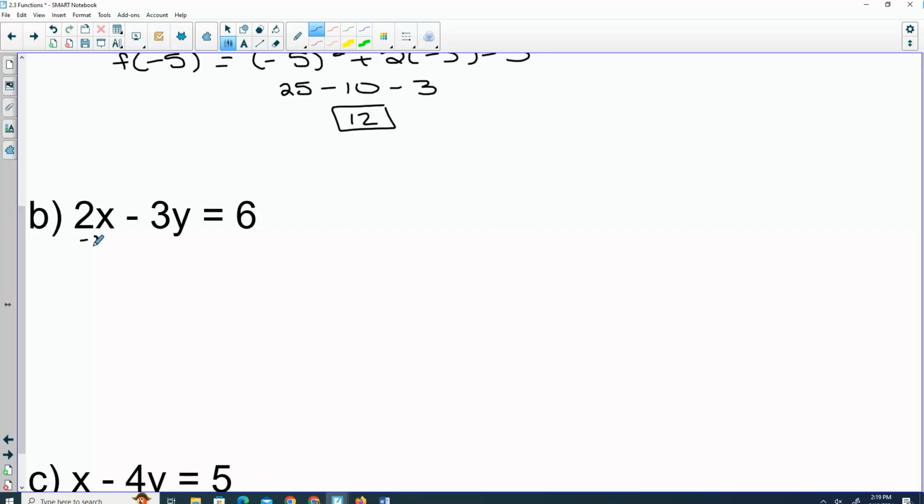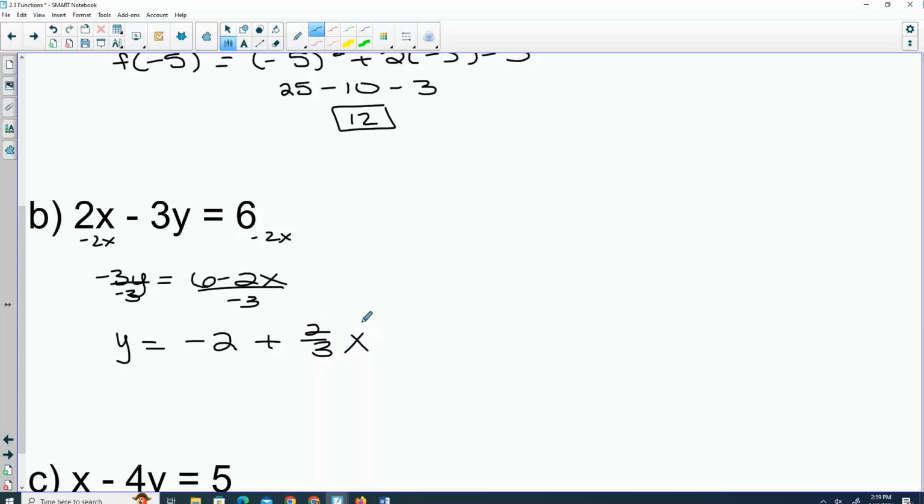So if we subtract our 2x, then what would you do? And you could leave this as one big fraction. You could divide each term and make it negative 2 plus 2/3 x. It does not matter. So if you wanted to leave it as a fraction over negative 3 or split it up, it's fine. But for the function notation now, we can just replace our y with an f of x.